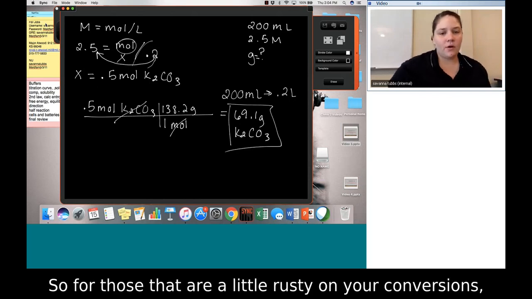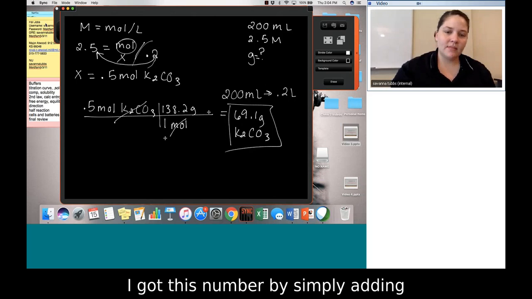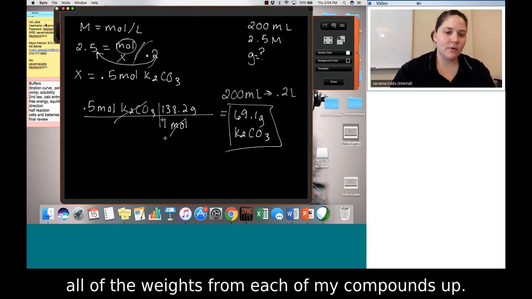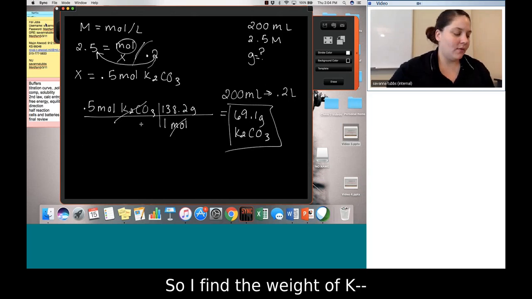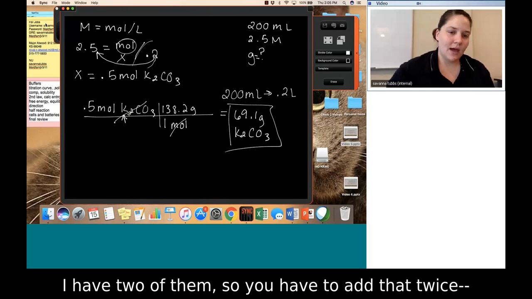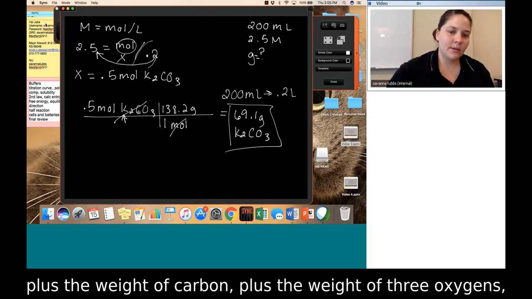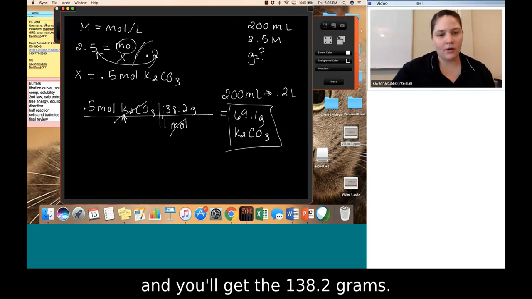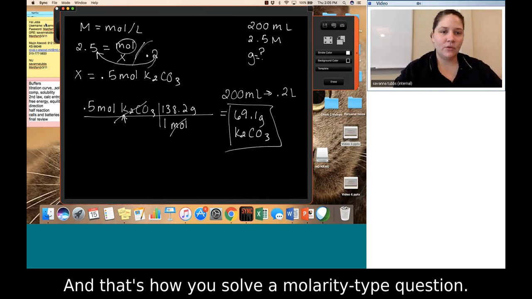For those that are a little rusty on your conversions, I got this number by simply adding up the weights from each of the elements in the compound. I find the weight of K, and I have 2 of them, so you have to add that twice, plus the weight of carbon, plus the weight of 3 oxygens, and you'll get the 138.2 grams. And that's how you solve a molarity type question.